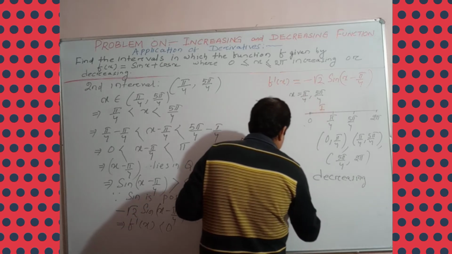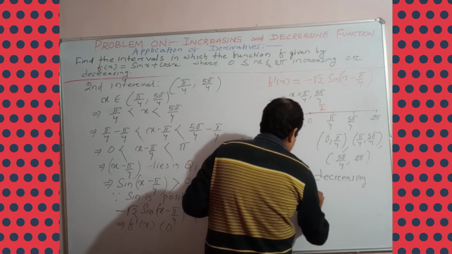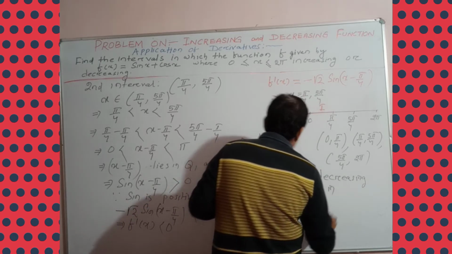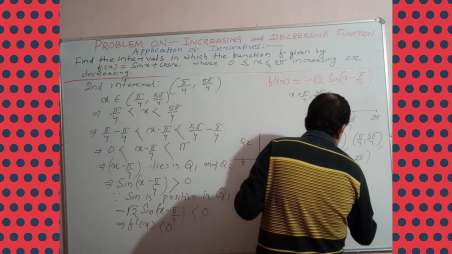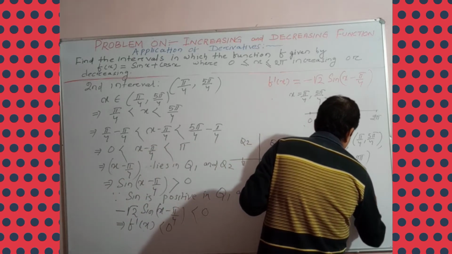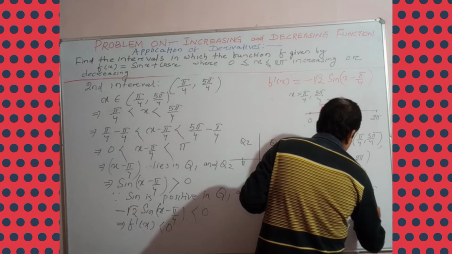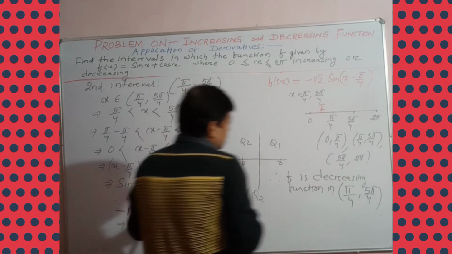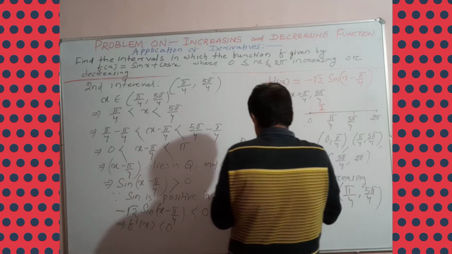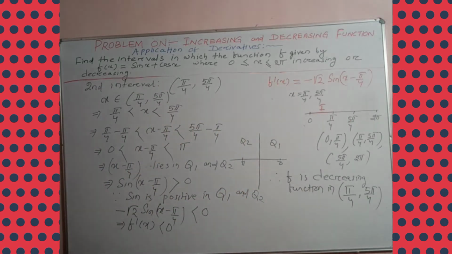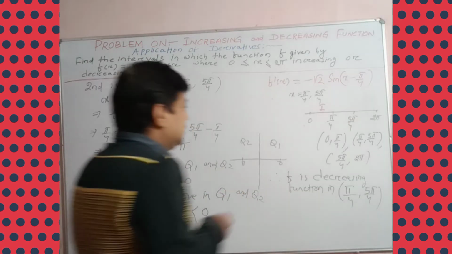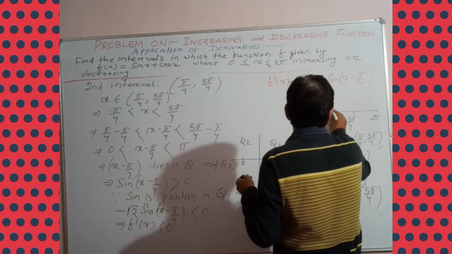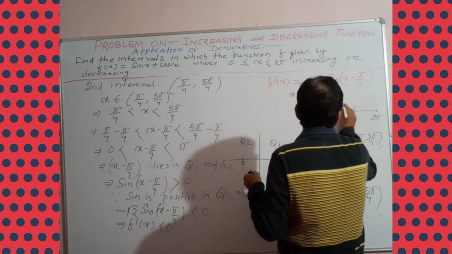Decreasing function. Yes or no? In the interval pi by 4 to 5 pi by 4. In the second interval, the function is decreasing. Yes. Is it clear? The function is decreasing in the second interval.